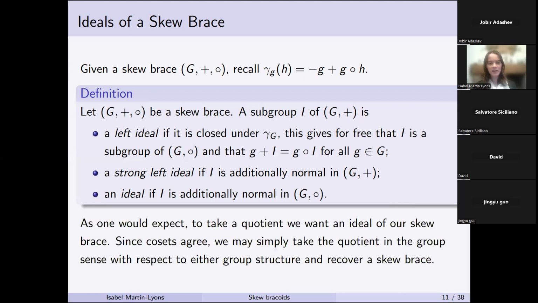So as one would expect, if you want to quotient by something, you take an ideal. And since cosets agree, you can just quotient in the group sense with respect to either structure and recover a skew brace.